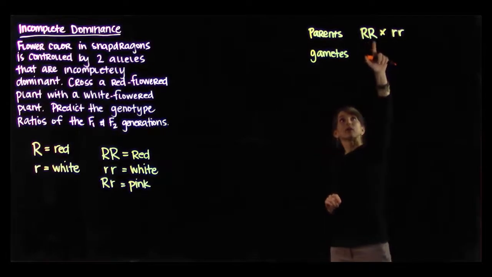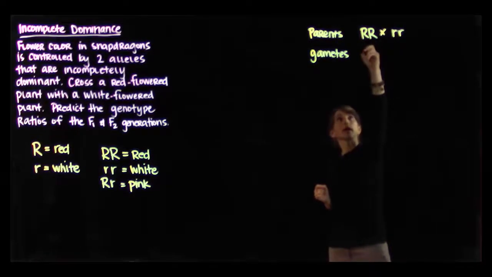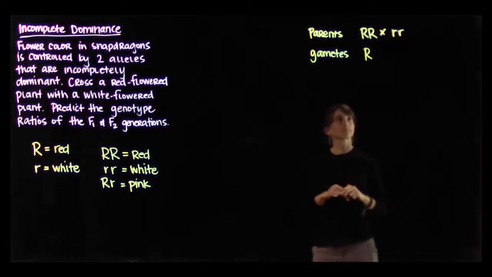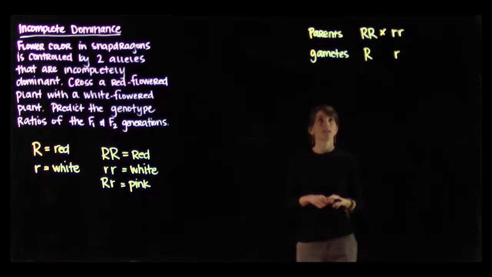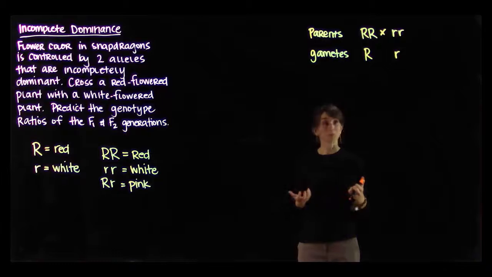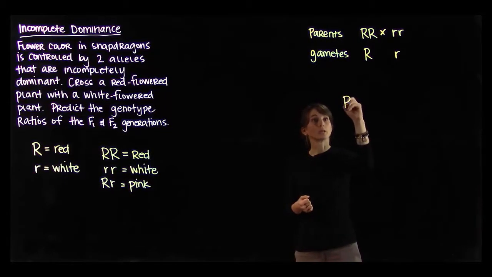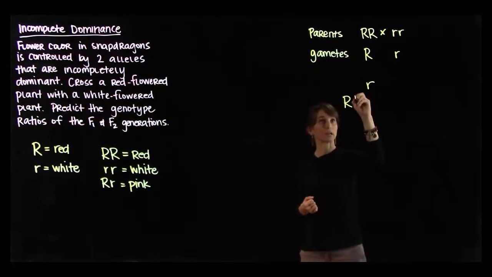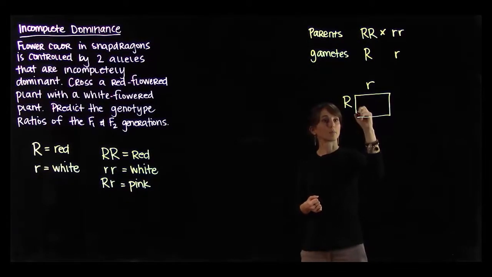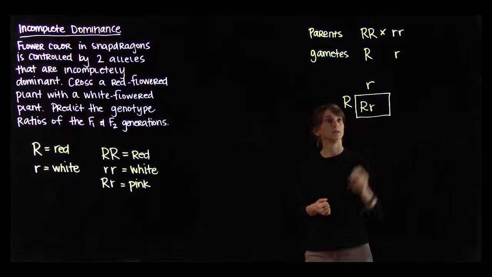This plant that has big R, big R only has that one type of allele. So every single gamete produced by this plant will carry a big R. Using that same logic, we know that every gamete produced by this little r, little r plant will carry little r. So when we make our Punnett square, it's going to be really small. One parent can only produce big R gametes, the other parent can only produce little r gametes, and our Punnett square is only one box.